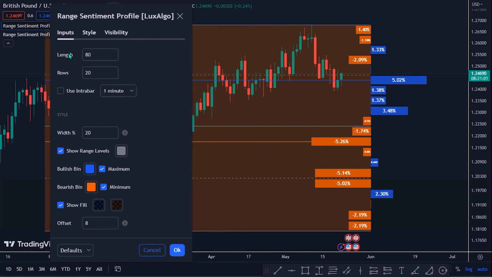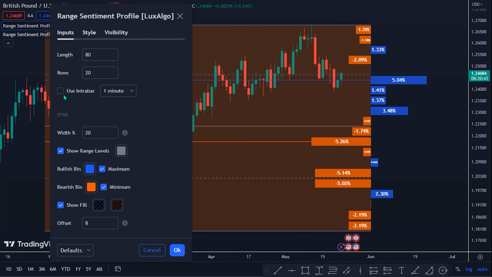There is the length. This is the most recent bars used for the calculation of the indicator. By default, it is set up to 80. Rows. This is the number of price areas the price range is divided into. By default, it is set to 20.